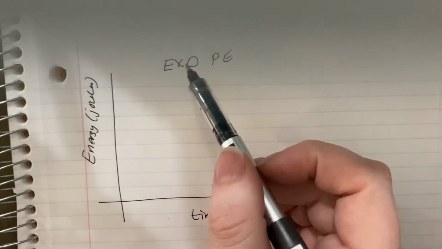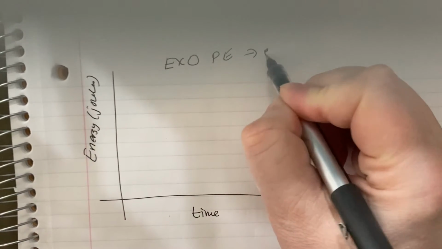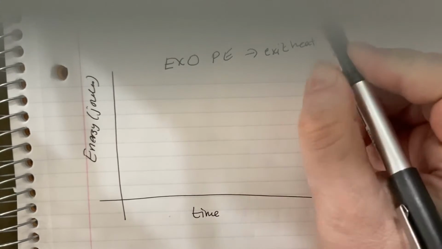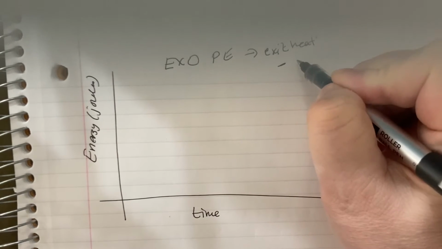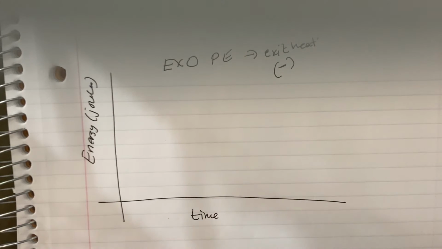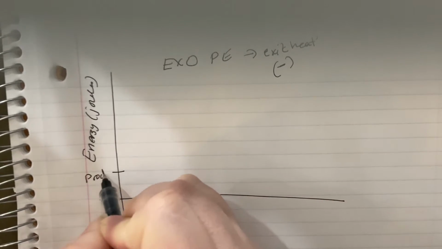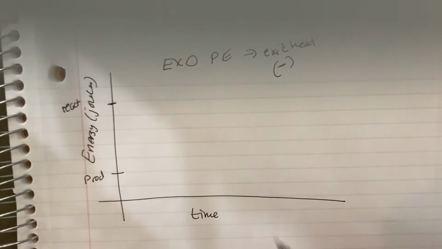Now, when we do exothermic, we have to remember that exothermic means that the heat exited. And so in chemistry, it's a negative quantity. So that means the products are going to have less heat than the reactants. So our products can be down here, and our reactants would be up there.